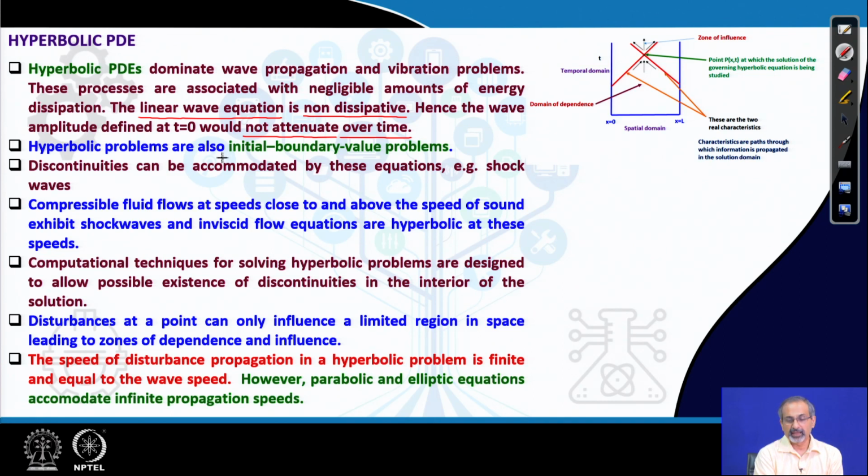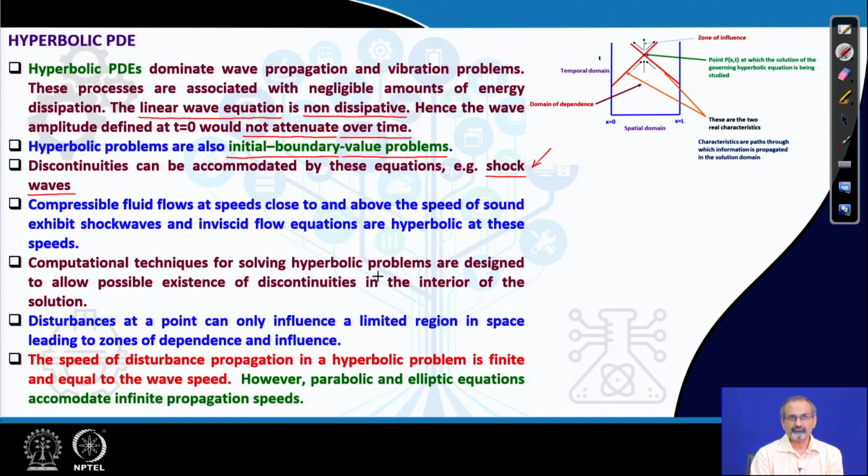Hyperbolic problems like parabolic problems are also initial boundary value problems. Discontinuities can be accommodated by these equations. Examples of them are shock waves. So, in the solution domain there could be discontinuities, unlike what we saw in parabolic partial differential equations, where the solution will always be smooth even if there are discontinuities in the boundary condition. That does not happen here. The solution itself can support discontinuities.